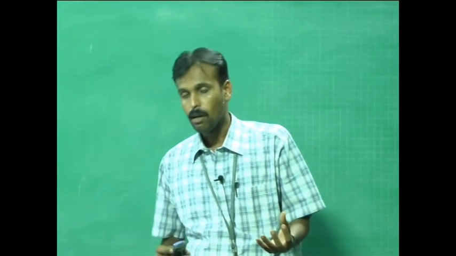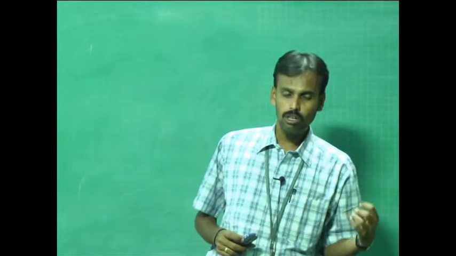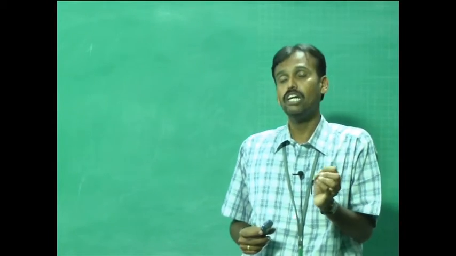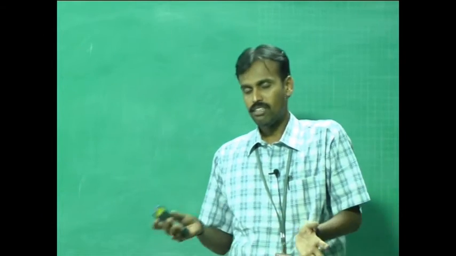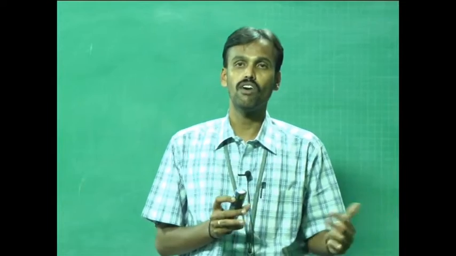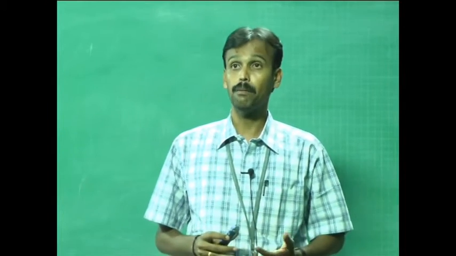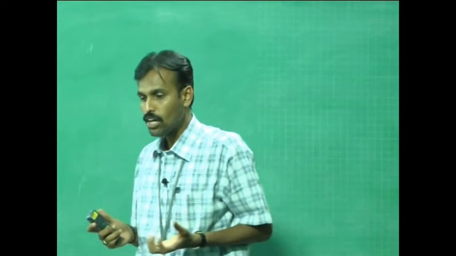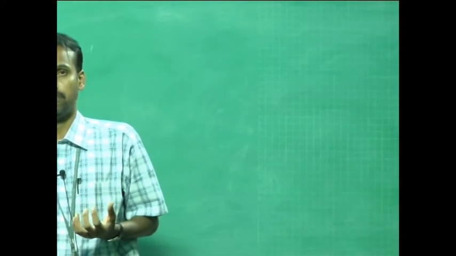Here we need to understand something about multi-programming. We earlier told you about the wastage of CPU time. That is, the CPU is wasted if a job waits for I/O. So what is it that we can do to overcome this? We can go for multi-programming. What is multi-programming? While one job waits for a resource, the CPU can be used for another job to make it run. It means that several jobs are ready to run and only one needs the CPU at a particular time. CPU scheduling is our subject of interest.